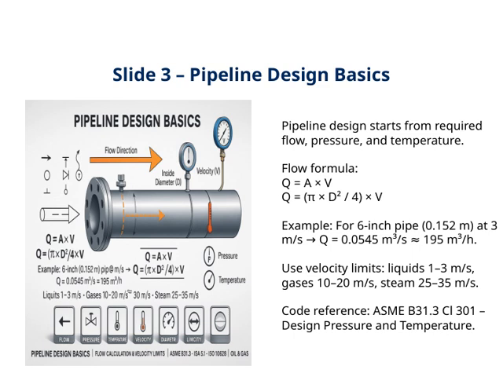Finally, when designing pipelines, we also need to reference the relevant codes. One key standard is ASME B31.3, Clause 301, which covers design pressure and temperature requirements. This ensures our design is both safe and compliant with industry standards.